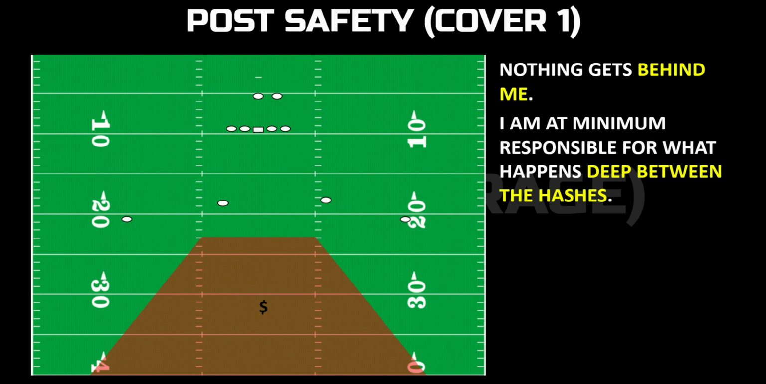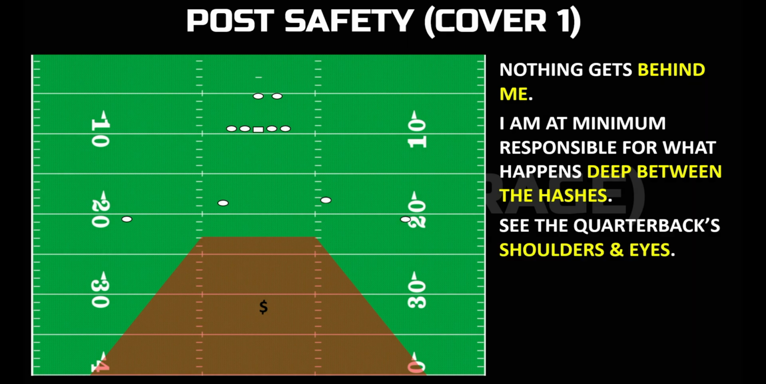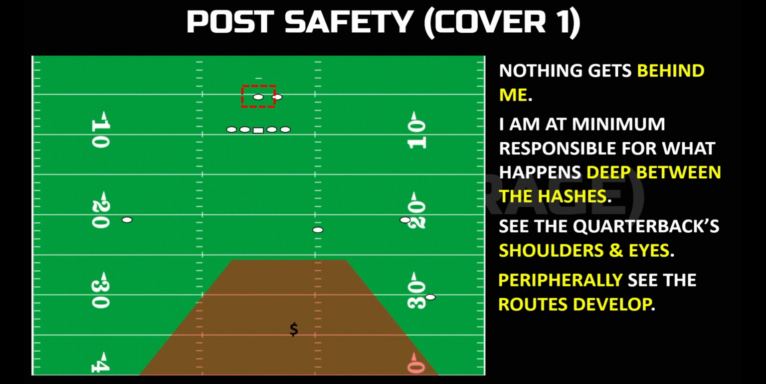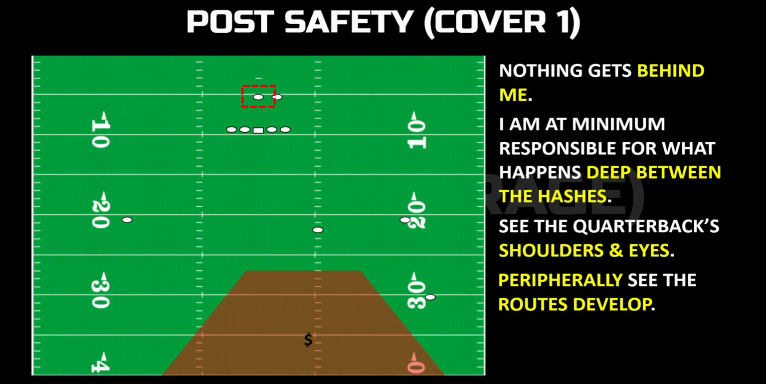And as I backpedal, I see the quarterback's shoulders and eyes. I'm reading and weaving with the quarterback, while I peripherally see the routes develop. So for example, as the receivers, say, turn a 2x2 formation into a 3x1 post snap from the routes, I can weave and lean towards the strength of their route concept.